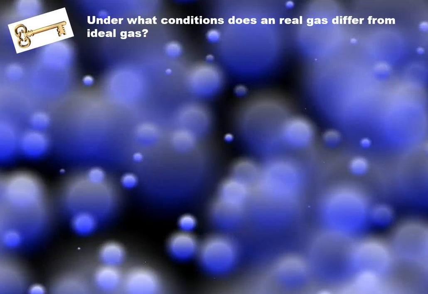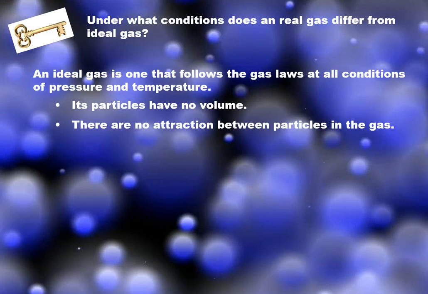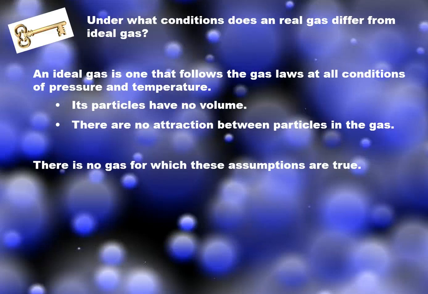Okay, so under what conditions does a real gas differ from an ideal gas? Because we've been looking at ideal gas law conditions. An ideal gas is one that follows the gas laws at all conditions of pressure and temperature. Particles have no volume. There are no attractions between particles in the gas. Basically, it is the perfect gas, but there's no gas that conforms to any of these assumptions.